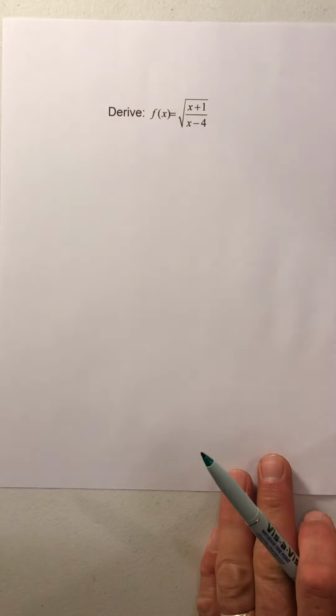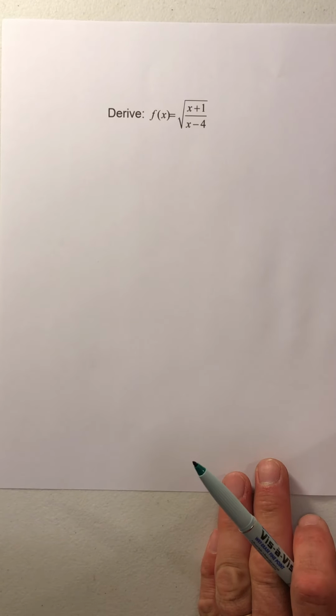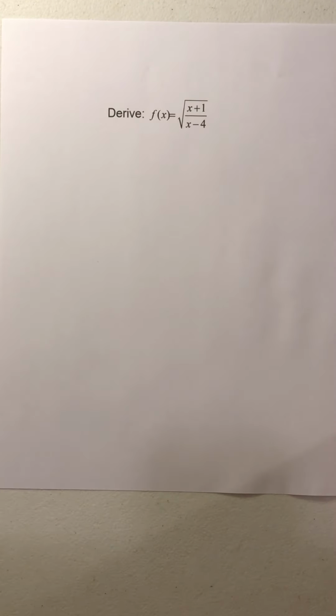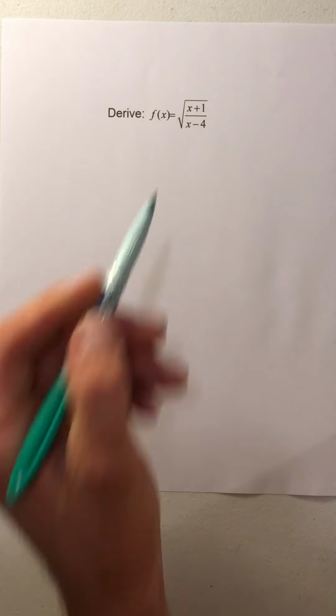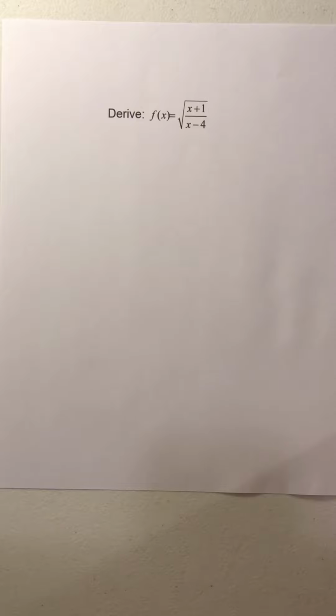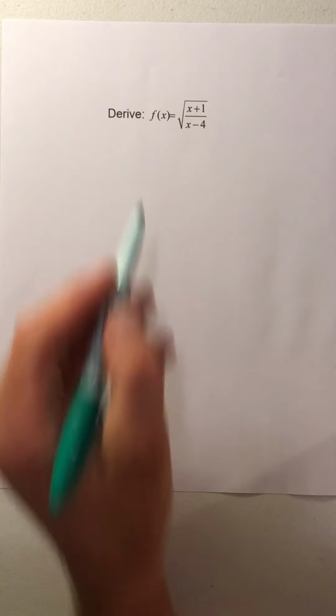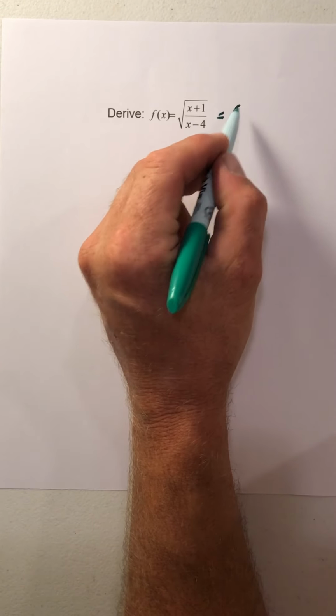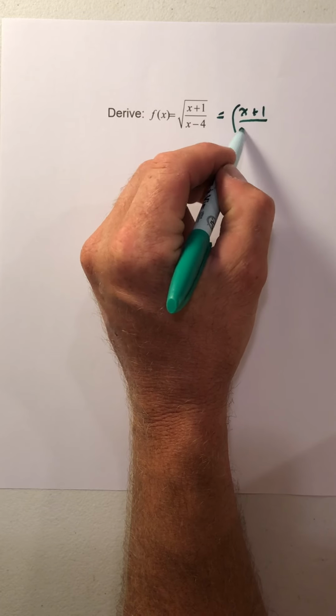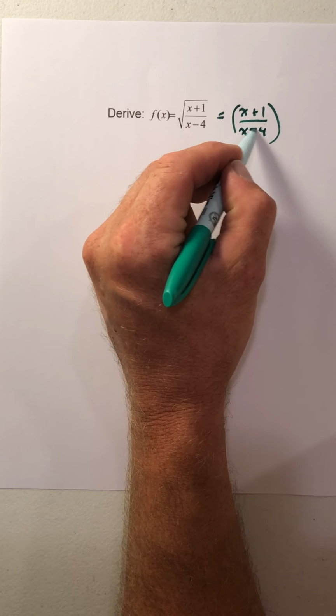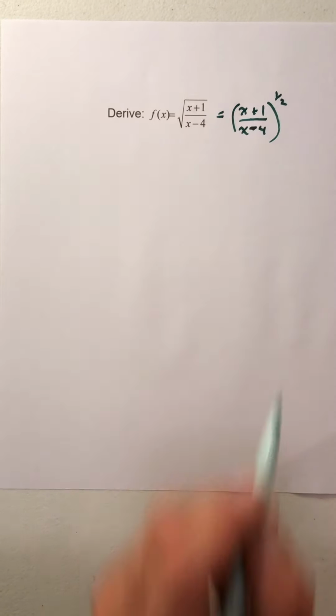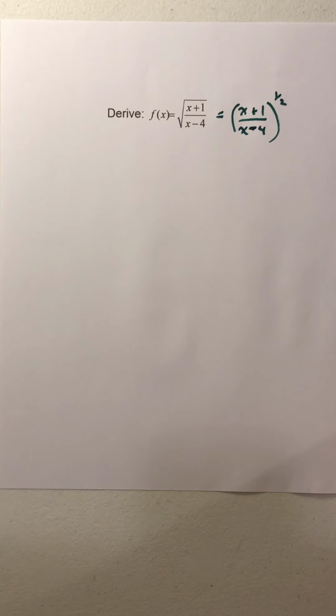I have one more example here to end the day. We have a big old nasty radical. Oh, we love them, don't we? So what can we do with that? What do we know about a radical? Well, a radical can be written as a fractional exponent. So we can write that as the quantity (x plus 1) over (x minus 4) to the 1/2.